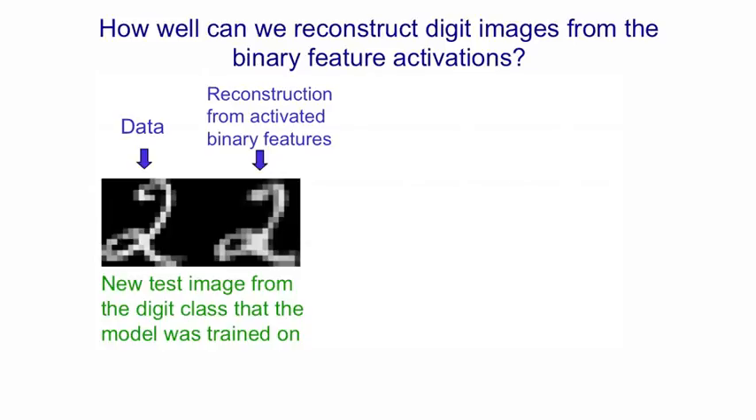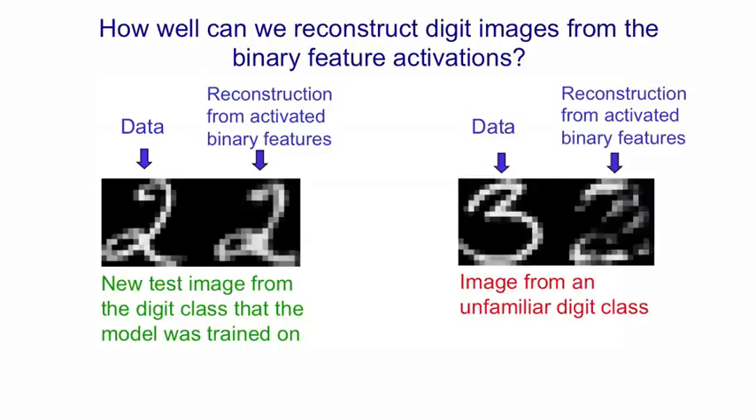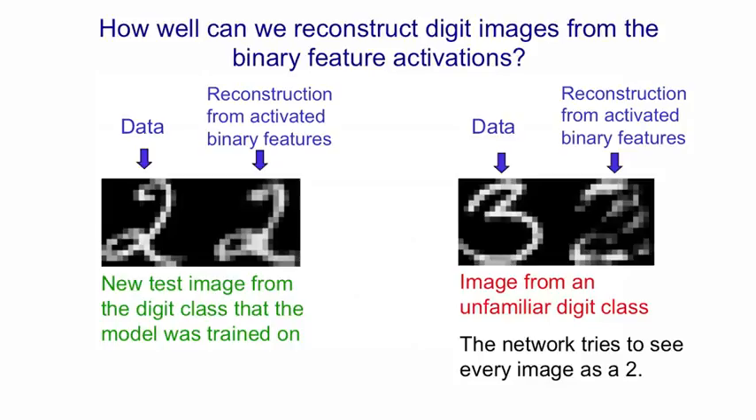A more interesting thing we can do is give it a test example from a different digit class. So if we give it an example of a 3 to reconstruct, what it reconstructs actually looks more like a 2 than like a 3. All of the feature detectors it's learned are good for representing 2s, but it doesn't have feature detectors for things like representing that cusp in the middle of the 3. So it ends up reconstructing something that obeys the regularities of a 2 better than it obeys the regularities of a 3. In fact, the network tries to see everything as a 2.